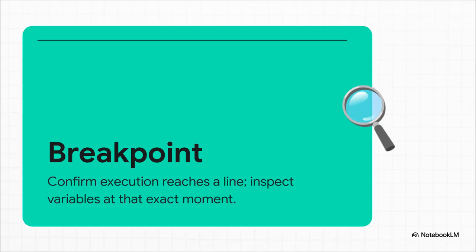So your number 1 tool in this toolbox is the breakpoint. Its job is to answer a really simple but crucial question. Is my program even getting to this line of code? You set a breakpoint, run the program, and if it never stops, well, you've just proved your assumption was wrong and you found a massive clue about where the problem really is.